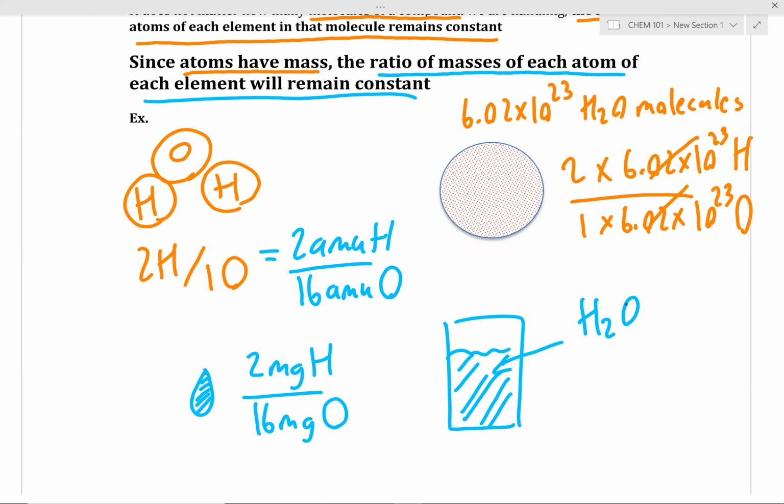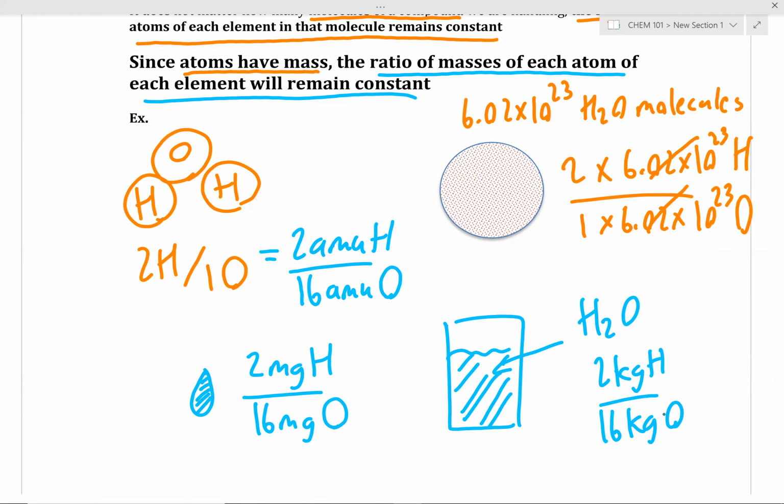Same, 2 to 16. So for example, it could be 2 kilograms of hydrogen in this water sample per every 16 kilograms of oxygen. This is really useful and really powerful, as it means that we can study any size sample of a compound, and from that, if we can identify the mass ratio of each element, we can identify that compound and compare 2 chemical species and say whether they're the same compound or different compounds.